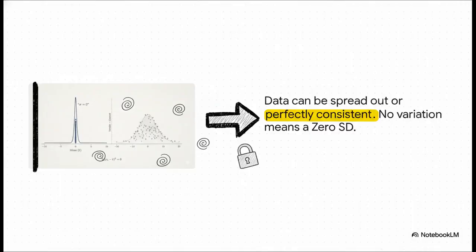Okay, so this image here shows the idea perfectly. On the right, you've got a typical data set. See how the points are scattered all over? That's variation. But now look at the left. Every single data point has collapsed onto one single perfect line. There's no spread. There's no difference at all. That is what a zero standard deviation looks like.